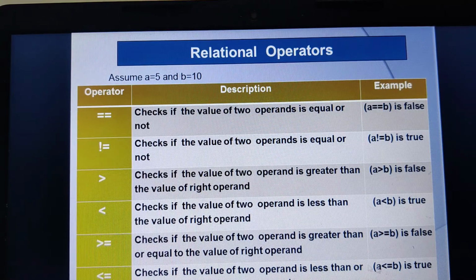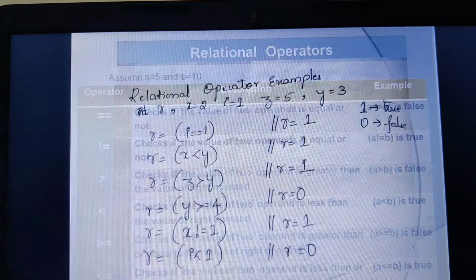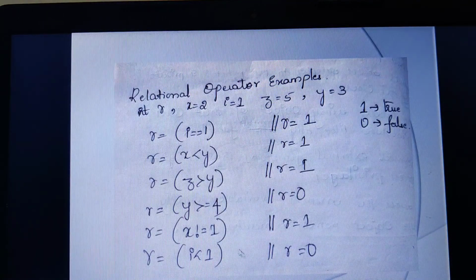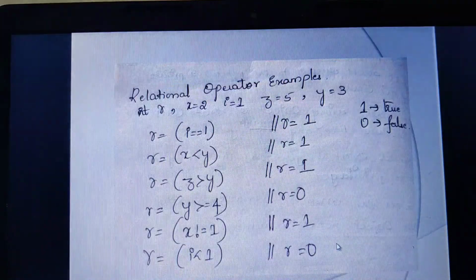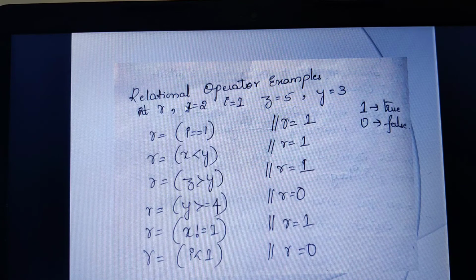I hope students you are able to understand. One more example I have written here for you all, so that you can clearly understand. See, this is a different way; it's not only this way that we have to use. When it comes to programming concepts, the representation would be different, but we are all using the same relational operators. Here let me consider int r as one of the variables. X value I have given as 2, i value as 1, z as 5, and y as 3.